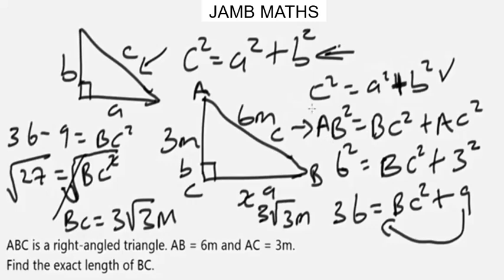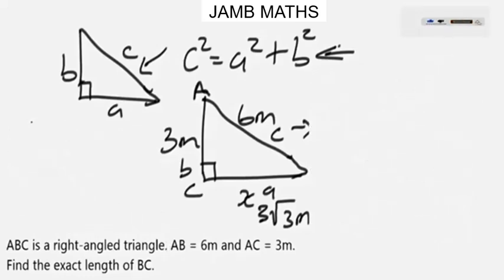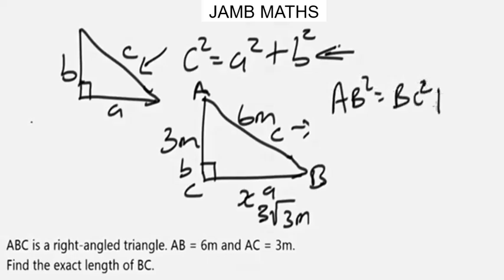Now what if this question came like this? Let me wipe some parts to show you. Remember this place is B. What if we are not given the length AB, and we are asked to find AB? It would have been, let's use AB square equals BC square plus AC square.